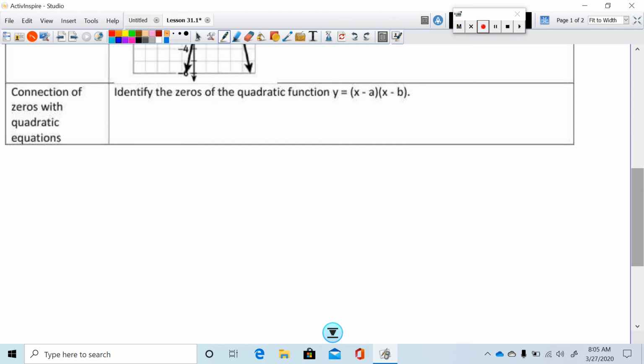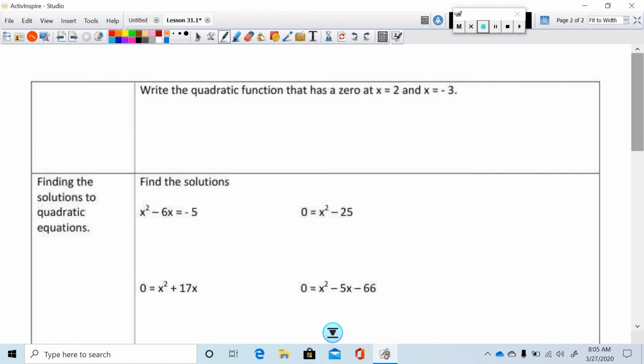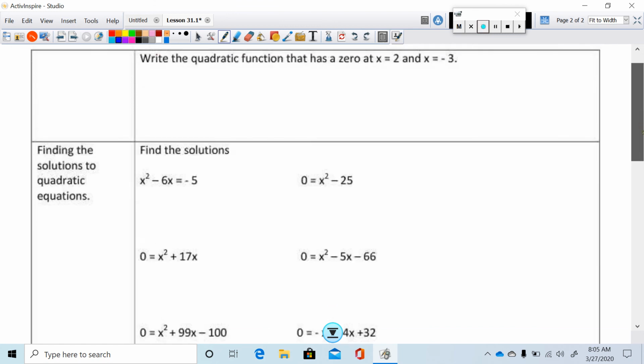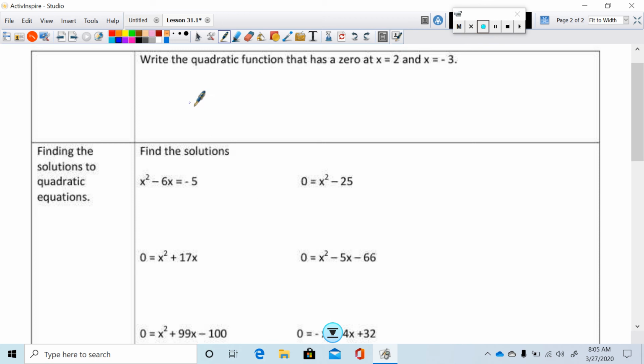So when you're looking at an equation that's in factored form already, you just take the opposites. So the opposite of -a is +a, and you want the opposite of what's with x. The opposite of -b is +b. So those are the zeros of that quadratic function. You can use that information to actually develop a quadratic equation.